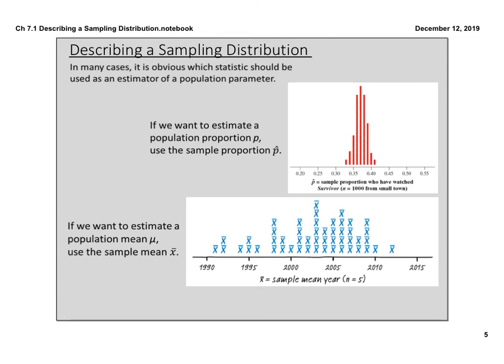So it says in many cases, it is obvious which statistics should be used as an estimator of the population parameter. If we want to estimate a population proportion, use the sample proportion p hat. If you want to estimate a population mean, use the sample mean x bar. So remember, we go back to that theory, I think it was in chapter 3, where our statistics were hats. So when you have a sample size, you need to put a hat on your statistic or on your notation.